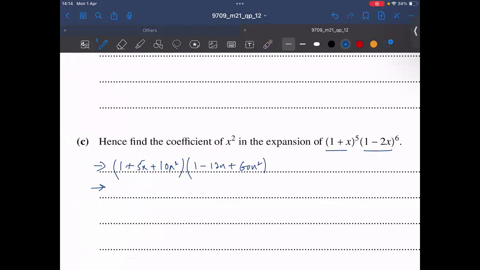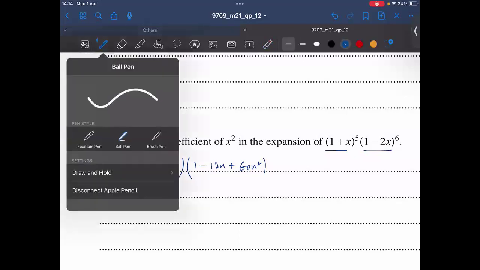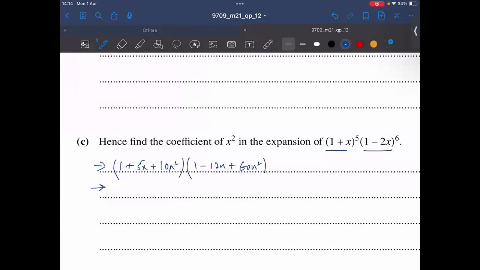We're going to multiply the brackets. Will we be multiplying all the terms of each of these brackets? No, like multiplying those terms so that we can get x square. Yeah, which would yield us x square. So I'm going to multiply 1 with 60x square. I'm going to multiply 5x with 12x. I'm going to multiply 10x square with 1. All right, so I'm going to get 60x square. Then 5x times minus 12x is going to be minus 60x square. And then 10x square into 1 is plus 10x square.